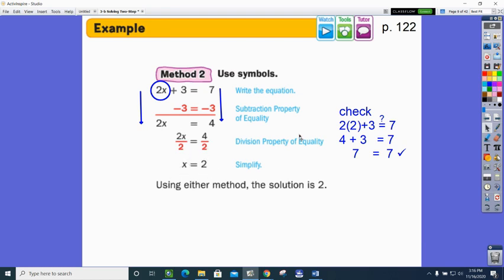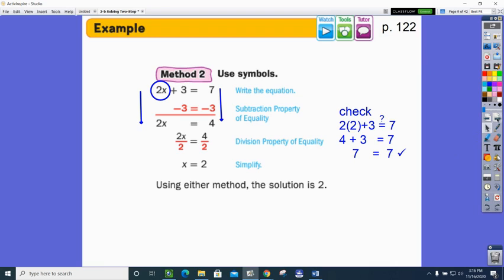To check it, I'm going to go back into this original. There it is, and the x leaves and the 2 goes back in. And I use my order of operations. I'm going to multiply before I add. And when this works, when I get the same number on both sides and I did good math, then I have the right answer, which is 2.